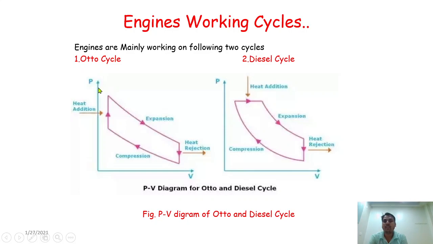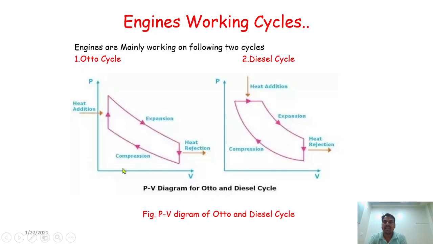PV diagram is nothing but the pressure versus volume diagram. On the y-axis we have the pressure line, and on the x-axis we have the volume line. I think all of you have knowledge of thermodynamics, which plays a vital role in understanding this concept. This diagram indicates the pressure and volume during the cycle of operations.